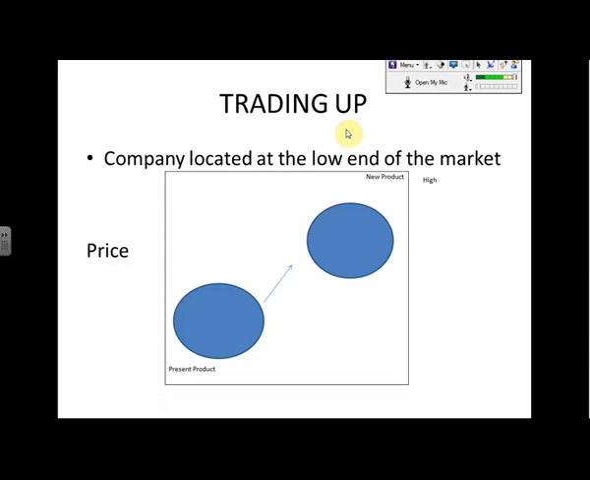If we were talking of the present product, and we are trading down, the present product will be up here, and then the new product will be down, meaning that we will start with a product that is at the high end. It will be expensive, it will be also prestigious, and then we end up making one that is a bit inferior, a bit low in terms of prestige and also price, and hence we will be trading downward.